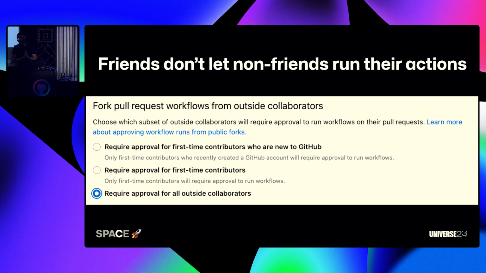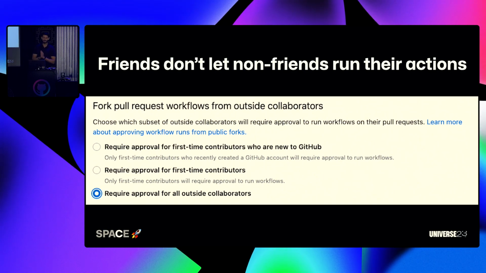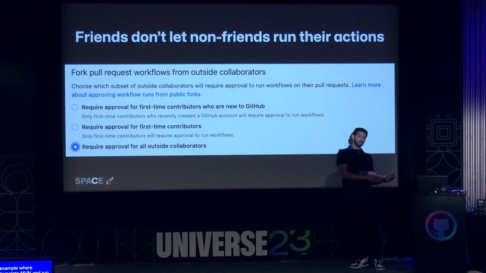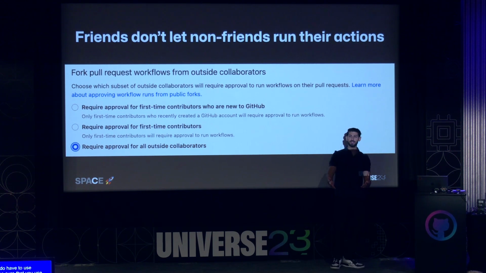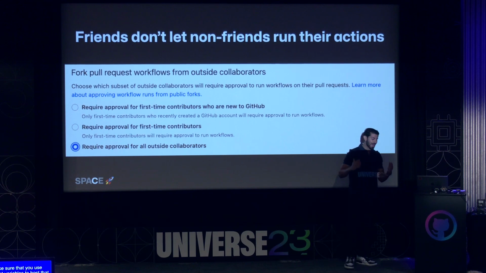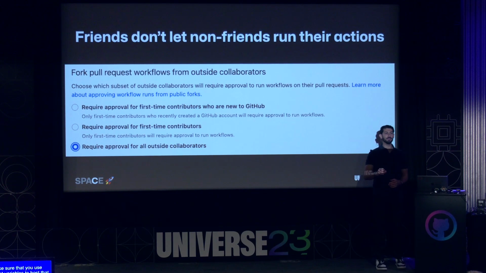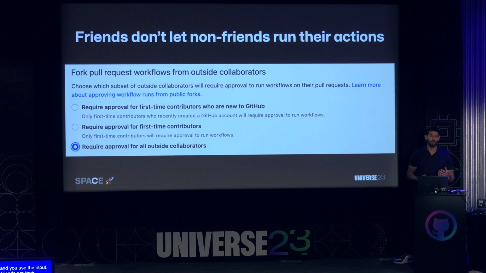Friends don't let non-friends run their actions. The default policy is to require approval for first-time contributors. But it's very easy for someone to become a non-first-time contributor, a frequent one, by fixing typos or minor issues. Well, that's fantastic to get started in open source. We highly encourage that. But when it comes to security, we recommend to require approval for all outside collaborators.